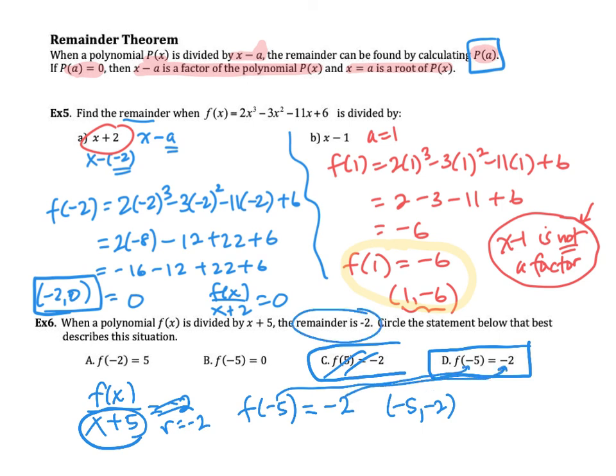So the remainder is the y coordinate on the graph. And if it is a factor, that y coordinate will be 0, and it will go through the x-axis at that point. If you get a numerical value, well, you just have a specific point on that graph.